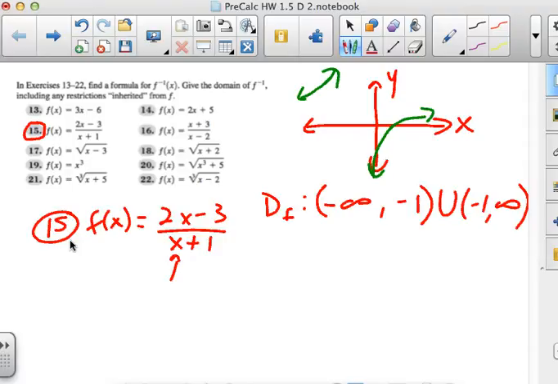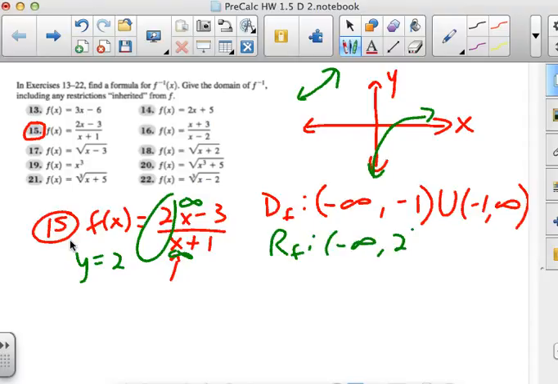So we do see it looks like there's going to be a horizontal asymptote, and we realize that where that's coming from is if we had infinity and infinity, it's going to be 2 over 1. So we would have a horizontal asymptote at y equals 2. And if that's the case, then that means our range is never going to get to that 2. So negative infinity to 2 in union with 2 to infinity would be our range of f. So now let's go after the actual inverse of this function.